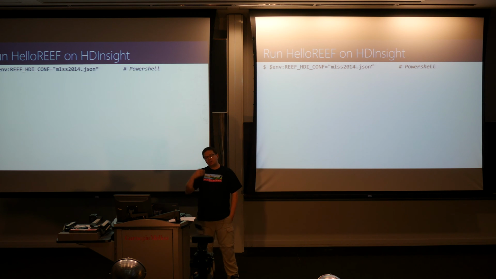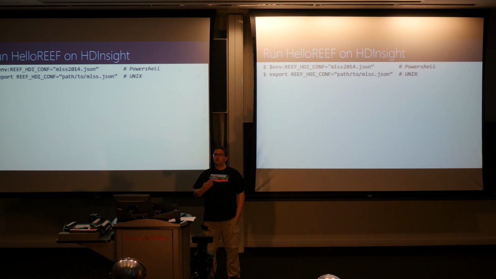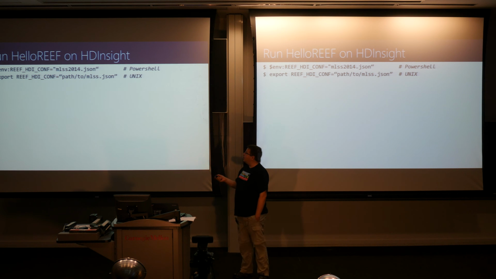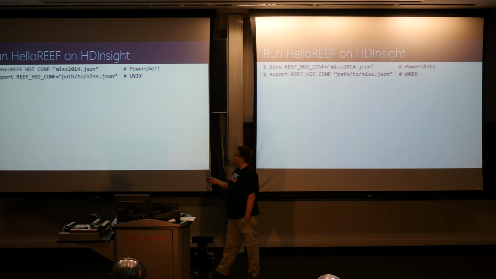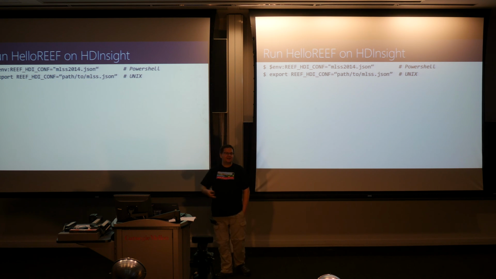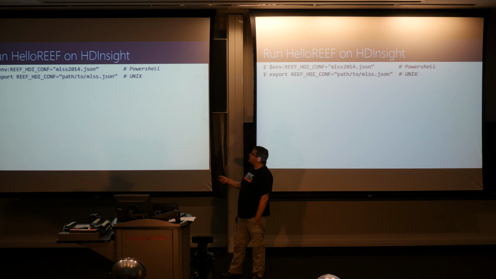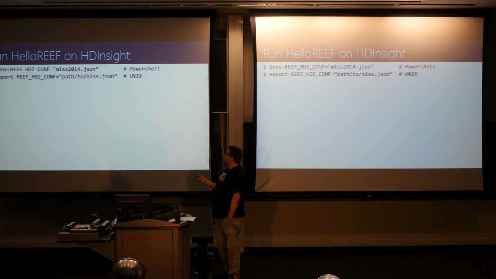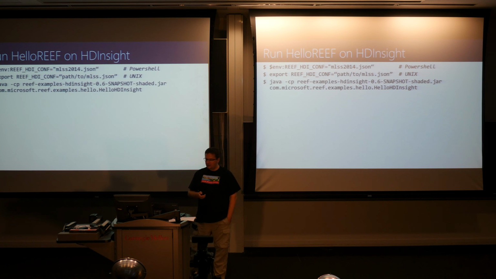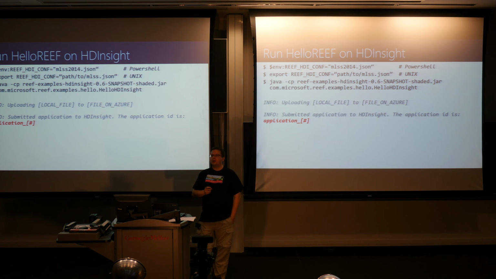The next slide is straight the copy of the slide from yesterday, which is you need to set this environment variable, which you either do in PowerShell with this env:REEF_HDI_CONF equals this file name, so you put the actual path there. I saw a few people who took me too literally yesterday and put path/to somewhere in there. Do not do that. It shall only be the actual path to the file, right? If it's in your home folder, this would be ~/mlss.json. And if you renamed the file, you also want to have it point to the actual file name. And after that, you can run it, and you should get some output.